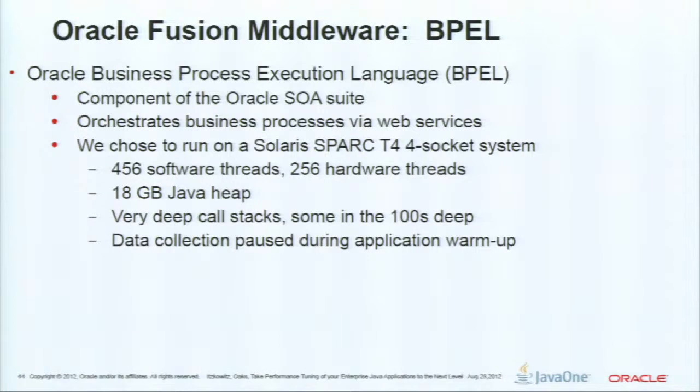For this particular example, we chose to run on a Solaris SPARC T4 system. There are 456 software threads and 256 hardware threads in the system. For this particular example, we have only an 18 gigabyte Java heap. Another thing about this application that shows the scale the tools can handle is that we have Java thread call stacks that are hundreds deep. I mean, it's a big application.